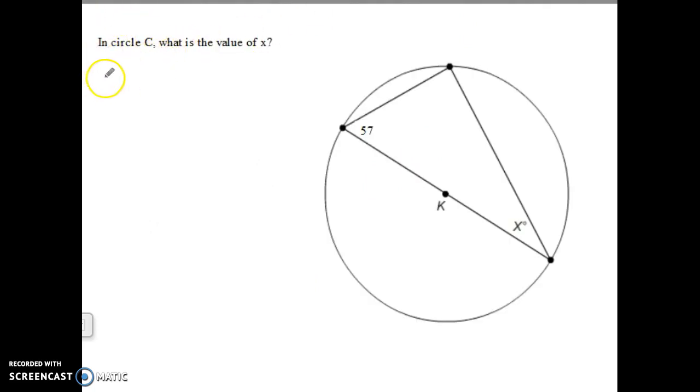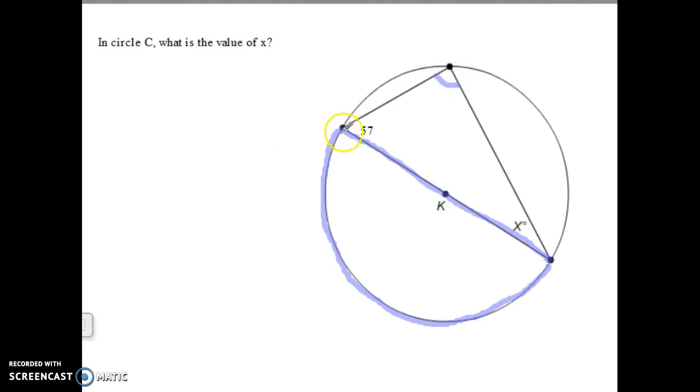And the last one here asks you for the value of x. They give you the measure of this angle, and so take a look at what we have here. Remember that this chord goes through the center of the circle, so that is actually our diameter. So it intercepts this arc right here.